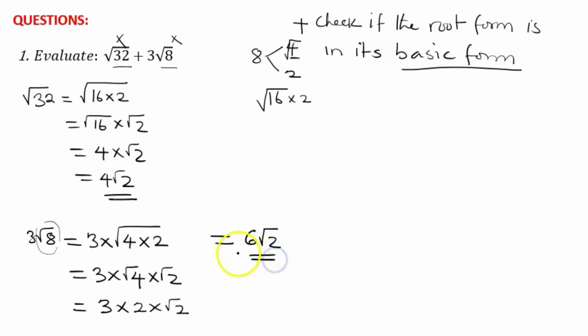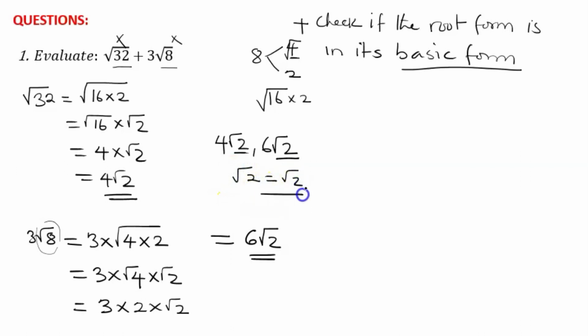So what can we observe here? We can see that the two of them now are in their basic form, and we can also see that they are similar. We have 4 root 2 alongside 6 root 2. Their root form is the same, root 2, root 2. So root 2 equals root 2, which means they are similar surds. And we say that when two or more surds are similar, you can add them, you can subtract them. You can perform the addition and subtraction operation on them. So what do we do now?